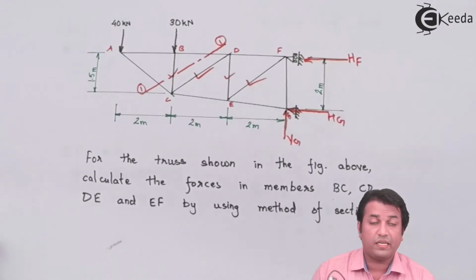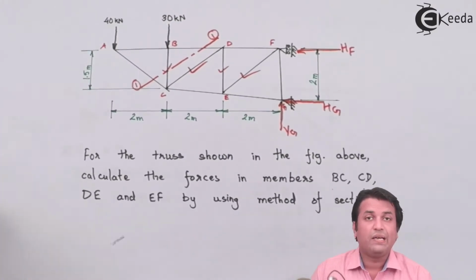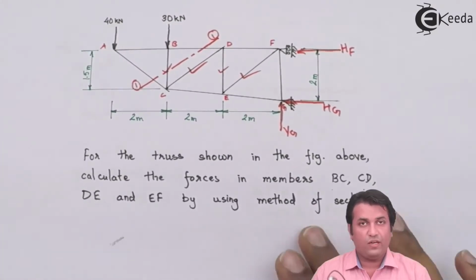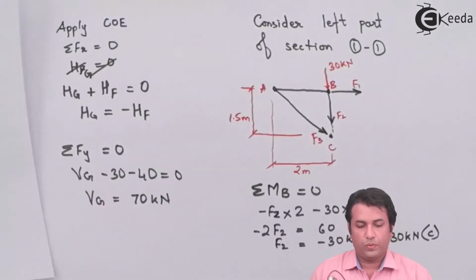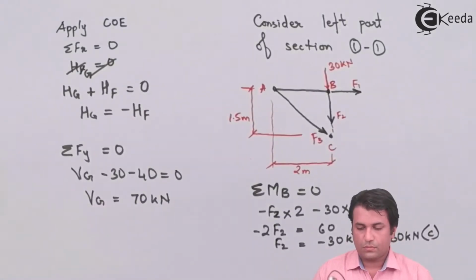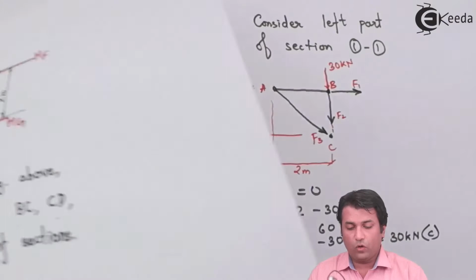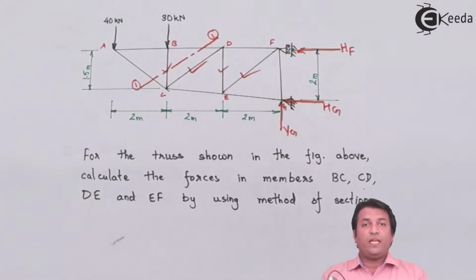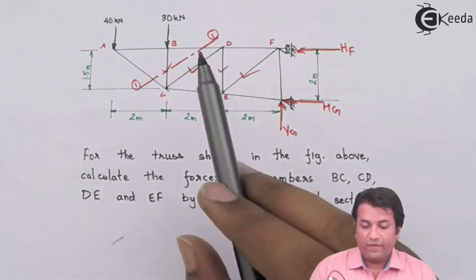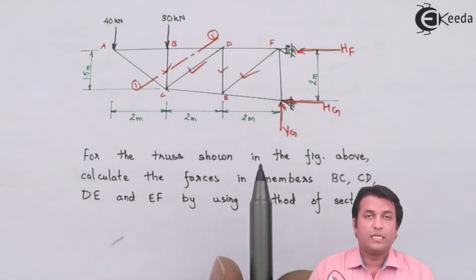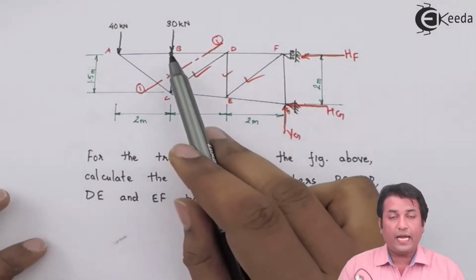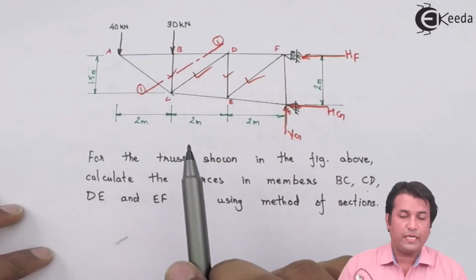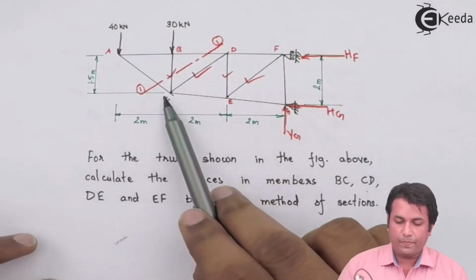That is, this force BC comes out as a negative force. So that means the nature of the force in the member BC will be compressive, and the value for that would be 30 kilonewtons. Now I have to move on to the next part. I have to take a section in such a way that I can find out the forces in the remaining three members. I have already calculated the force in the member BC. The next member happens to be CD.